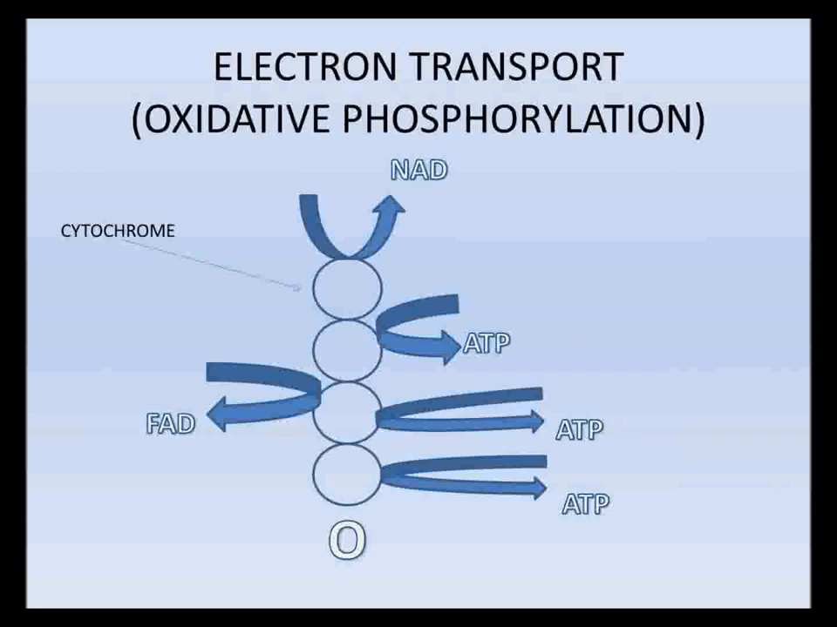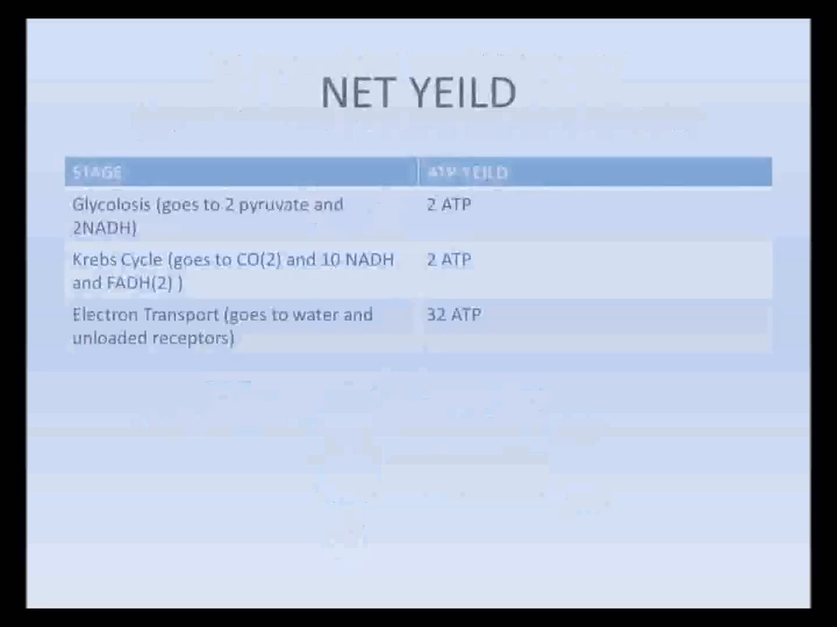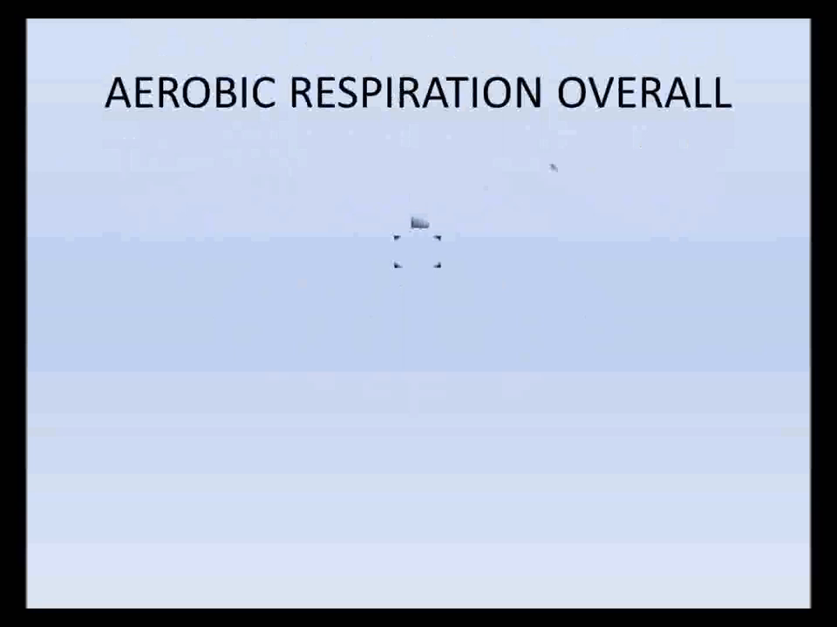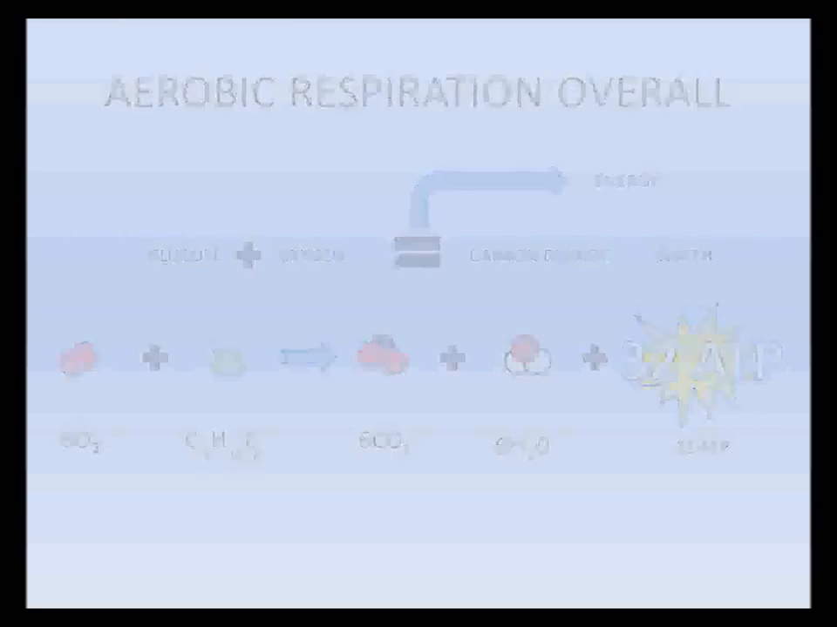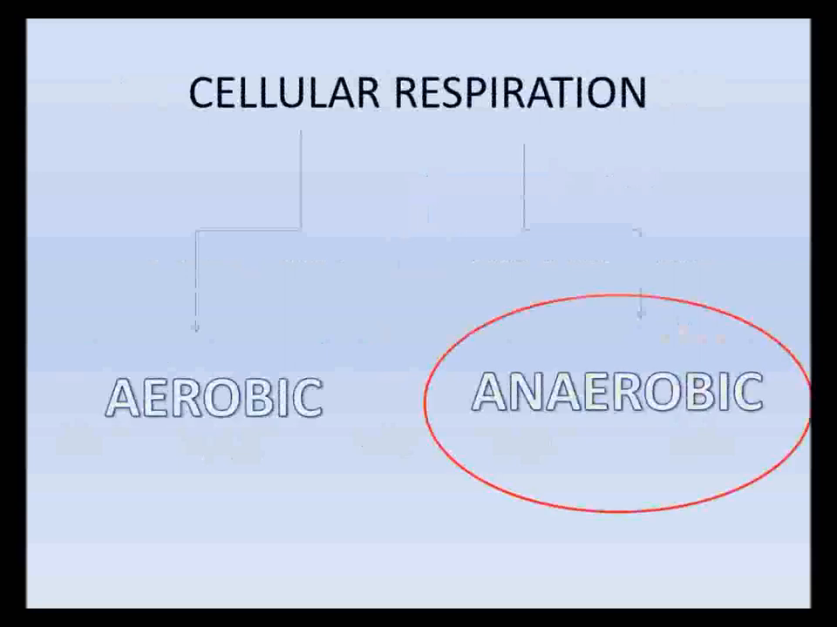Therefore, electron transport, which starts with 6 carbon dioxide molecules, goes to water and unloaded acceptors, such as NAD and FAD. The ATP yield is 32 ATP. So, we have oxygen and glucose goes to carbon dioxide and water, and usable energy by the cell, which is our ATP. Now, I did mention there were two types of cellular respiration. The other is anaerobic respiration. Anaerobic respiration is the chemical breakdown of glucose in the absence of oxygen.